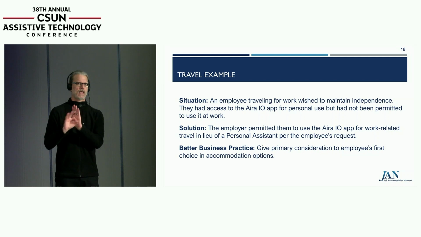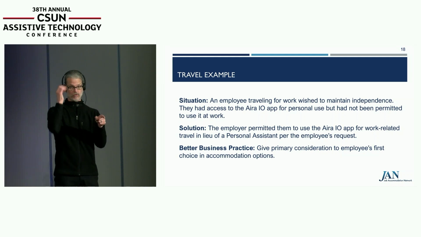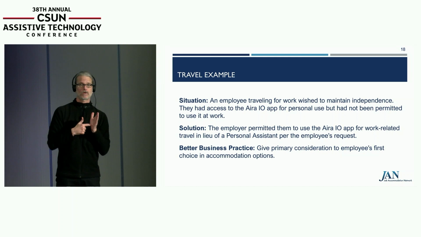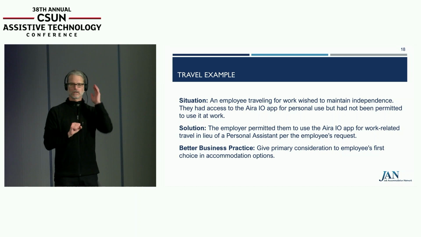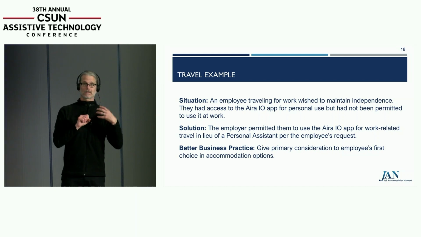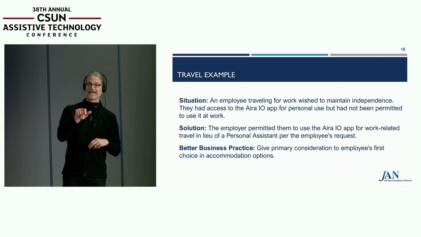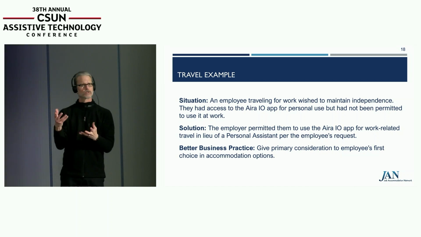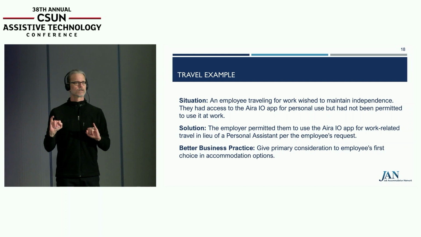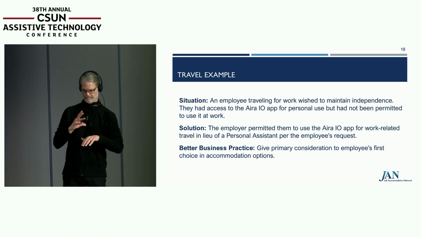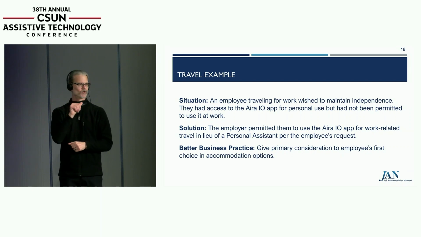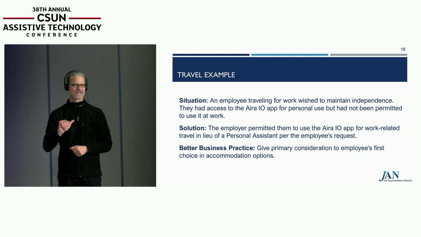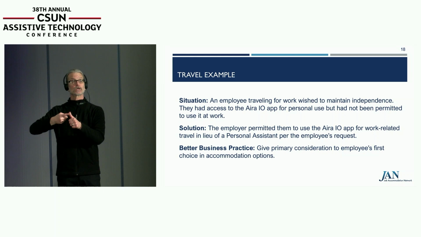But because her work setting was federal and had many security requirements, she was unable to use it while in her workplace. The employer was prepared to provide her with personal assistance services during travel, but she wanted to be more independent. So the employer decided to grant her request to use the Aira.io app for work-related travel instead of a personal assistant, as the employer requested. It is a better business practice to give primary consideration to an employee's first choice in accommodation options.